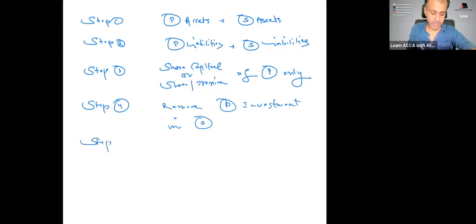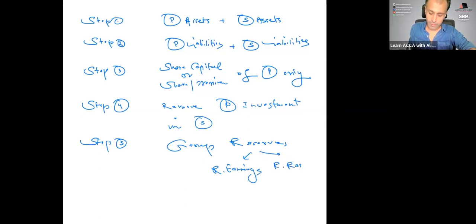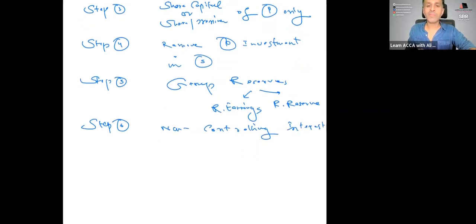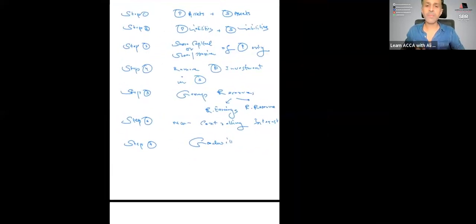In step number 5, a working of group reserves. The reserves can be of this type: retained earnings, or the revaluation reserve. Step number 6 is going to be a calculation of non-controlling interest. And then in the last step, the goodwill. 7 steps.